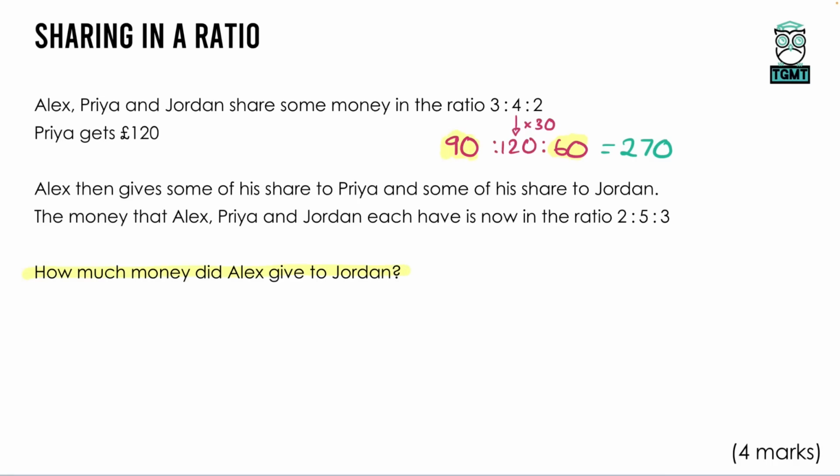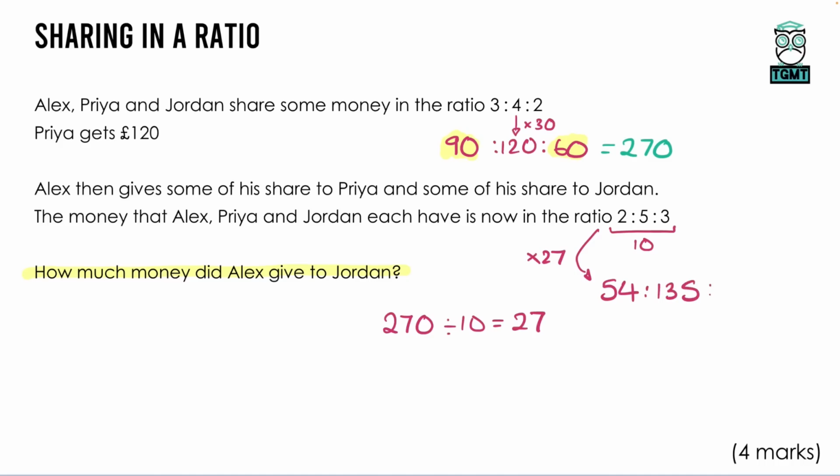So when we look at how much money did Alex give to Jordan, we want to look at how those numbers changed. So in the new ratio, we have £270, and that's getting split up in the ratio 2:5:3. Now in total, there are 10 parts. So 270 divided by 10 is equal to 27. So we want to multiply all of these numbers by 27. So 27 times 2 gives us 54.